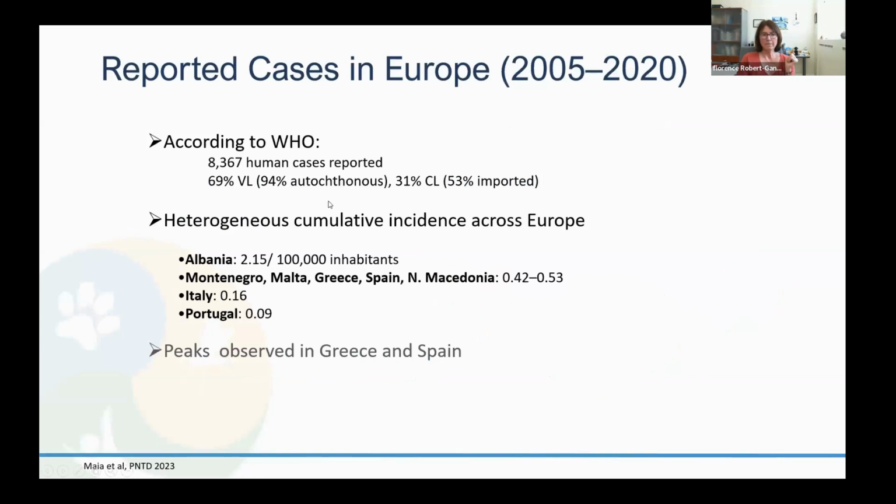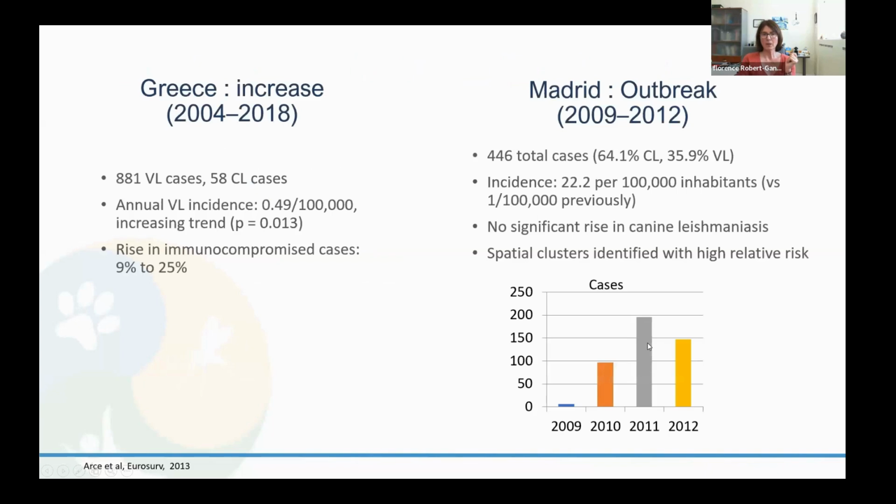According to WHO, there could be more than 8,000 cases diagnosed in Europe, and a very heterogeneous cumulative incidence has also been pointed out, with the highest incidence in Albania, as shown here. And most interestingly, peaks of infection have been observed in Greece and Spain. And with different settings. In Greece, it is mainly an increase over time, with a rise in immunocompromised patients from 9% to 25% from 2004 to 2018.